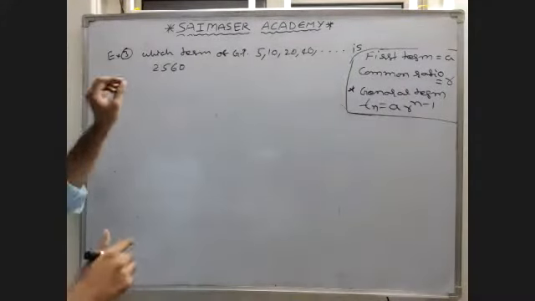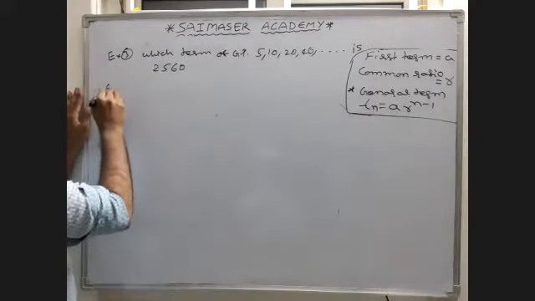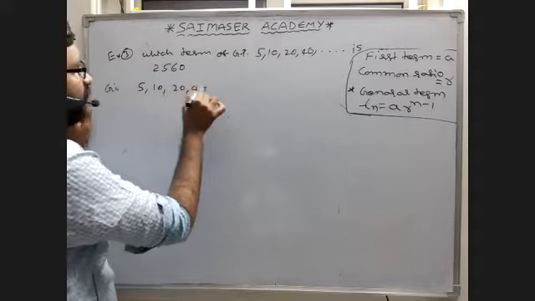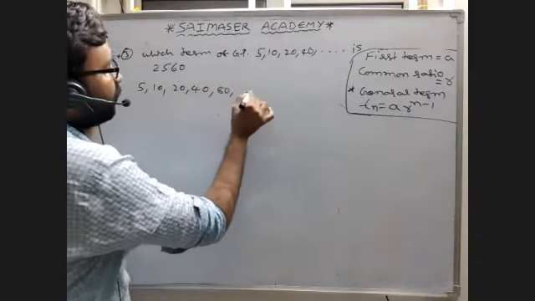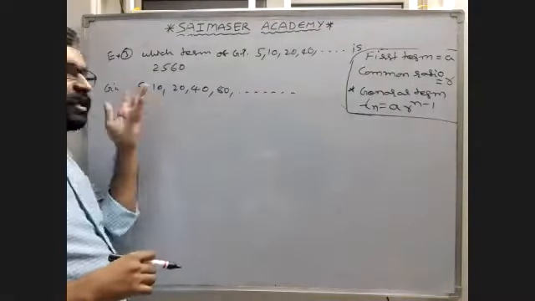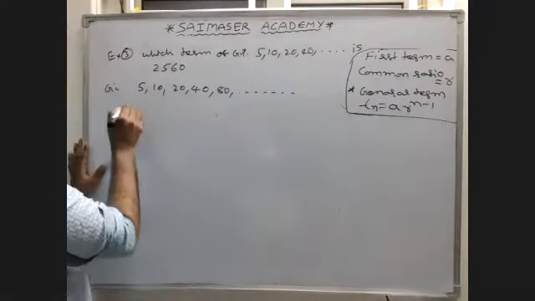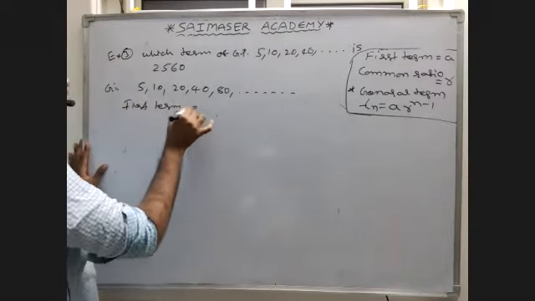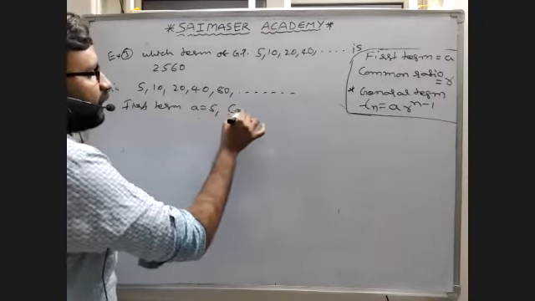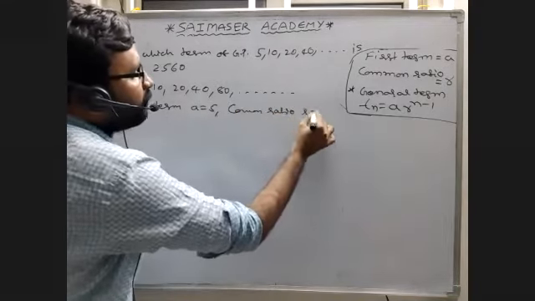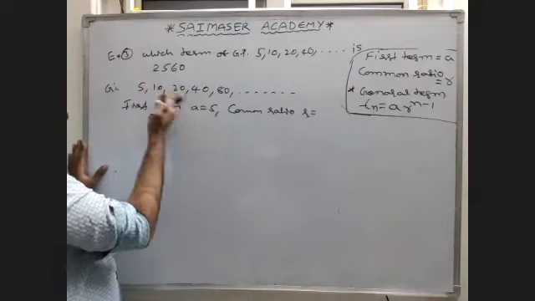So see, what is he saying? One series is given. What is the series given? 5, 10, 20, 40, 80, and so on. The last term is not given. The first term is given, and the common ratio we can find. First term A is equal to 5. Common ratio R is equal to this by this, this by this.